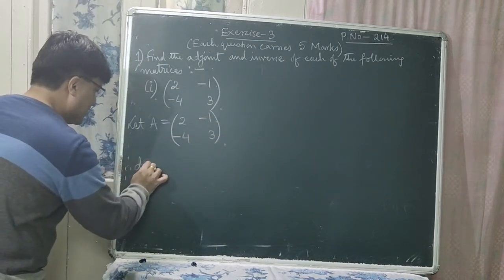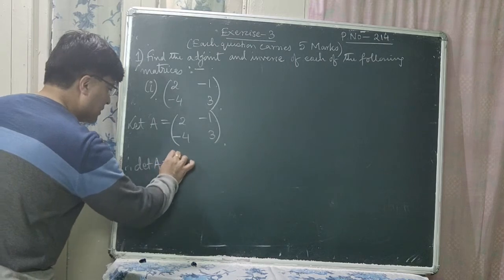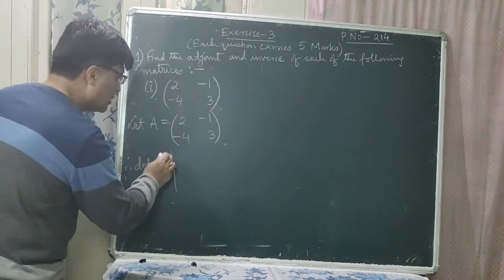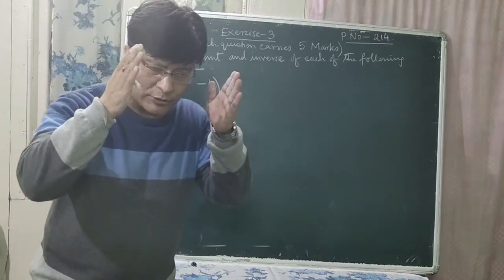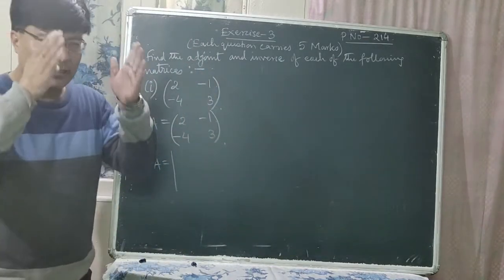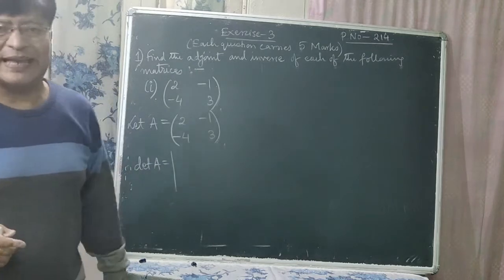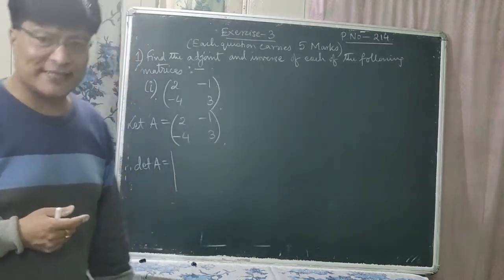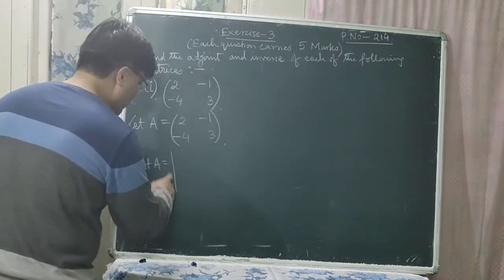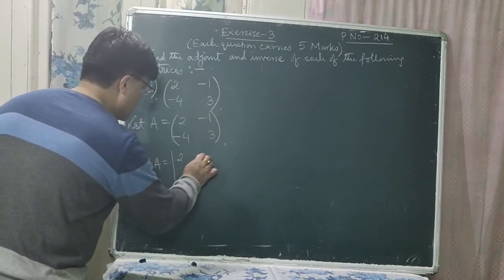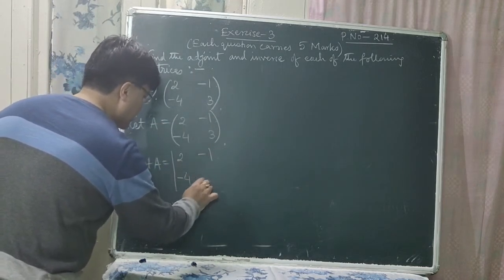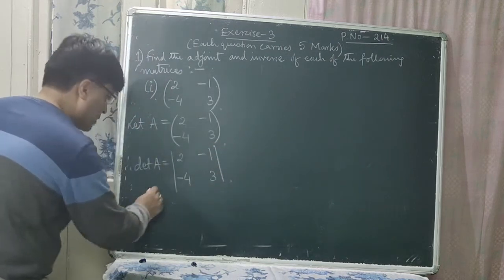So you have to find out det A or mod A, isn't it? Let us convert it into determinant form. You should write all the elements of the matrix in between the two vertical lines. That is your determinant sign. It is just like mod also. So these are the vertical lines, 2, -1, and -4, and 3.